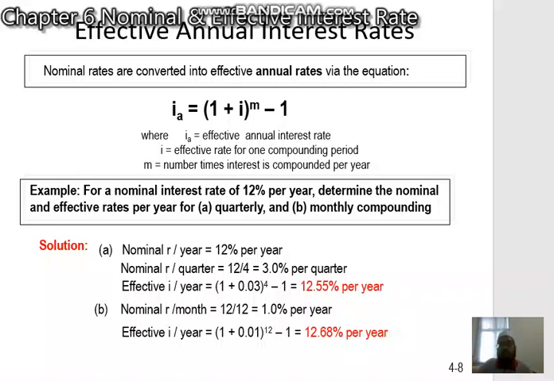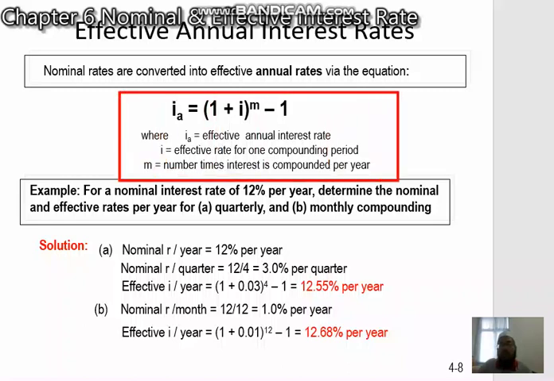So nominal rates are converted into effective annual rates via the equation. This symbol i_a is for the annual effective interest rate. There are two parameters involved. First, the i is the effective rate for one compounding period.